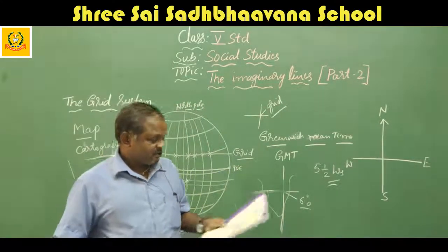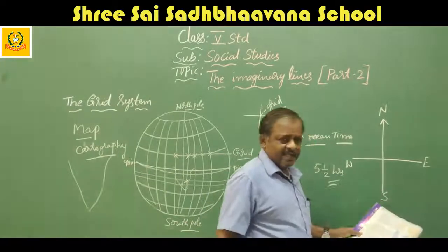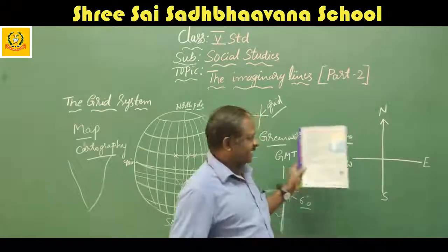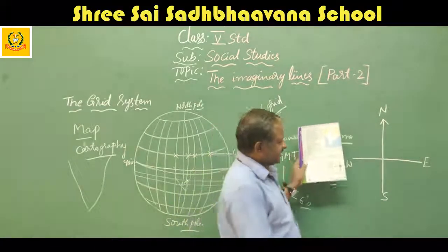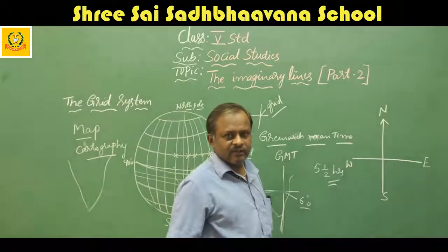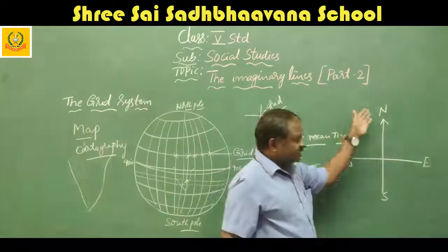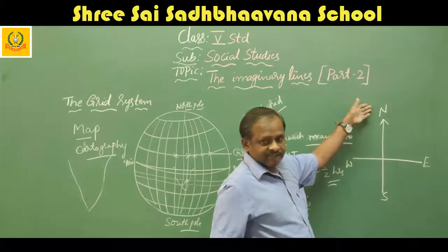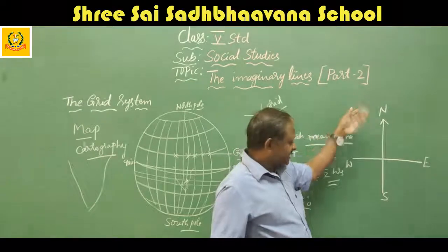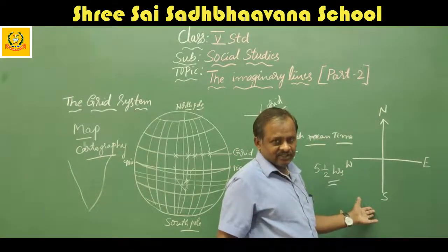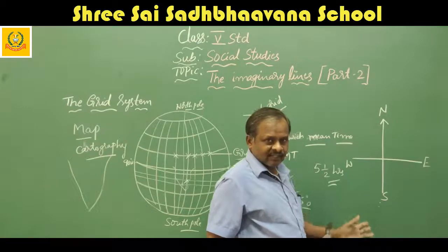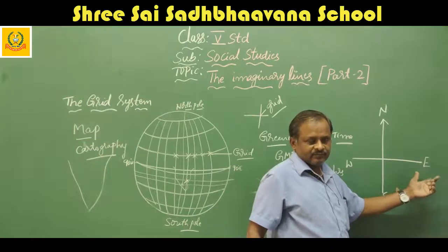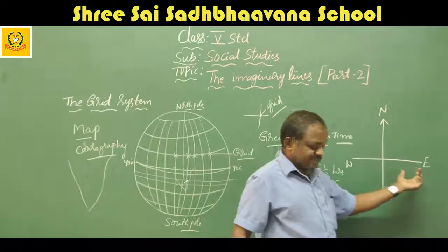So I am explaining. When you take a map and place it on a table or hang it on the board, these are the directions. The top of the map is the north direction, and the bottom is the south direction. The left side is west, and the right side is east.